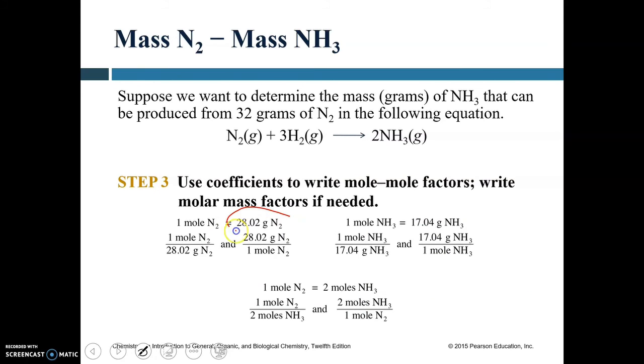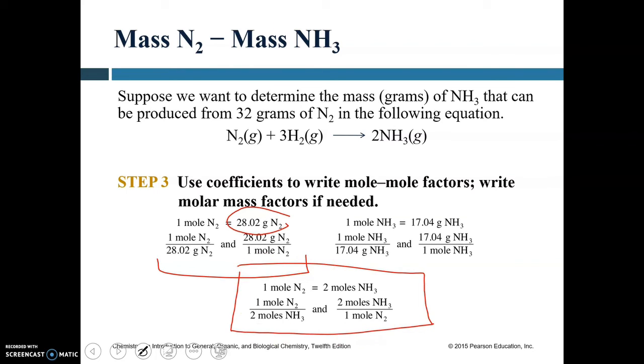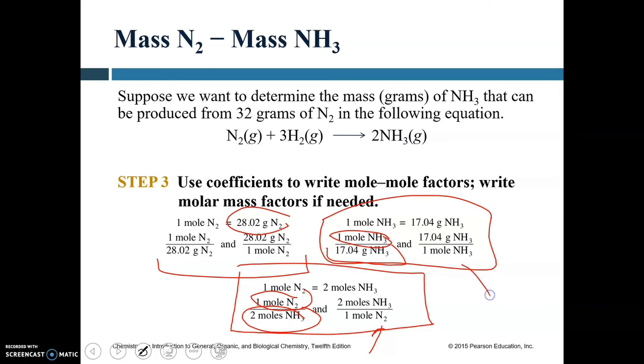So let's take a look. 1 mole of nitrogen weighs 28.02 grams. So these are conversion factors for moles of nitrogen into grams of nitrogen and vice versa. This is the mole-mole ratio between nitrogen and ammonia. So 1 mole of nitrogen corresponds to 2 moles of ammonia, and vice versa. And here's the conversion for ammonia, from moles to grams. We know that 1 mole of ammonia weighs 17.04 grams, or vice versa.